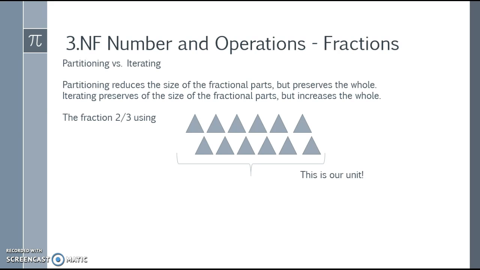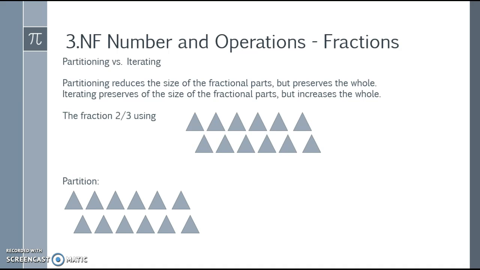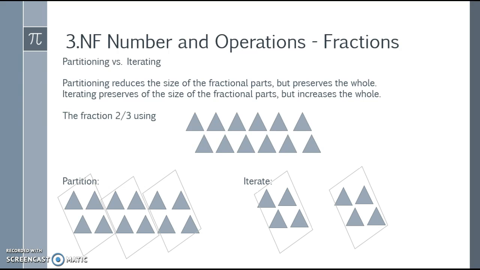Our unit is changing into these 12 triangles. I want to find the fraction 2/3 using this particular unit. Knowing that our unit can change and knowing that our unit is very particular, it's not always one, it could be many different things. So we need to partition first. I'm going to partition into thirds because we need 2 copies of 1/3. So I break my 12 into groups of 3, and now I need 2 of those groups, so I'm iterating.